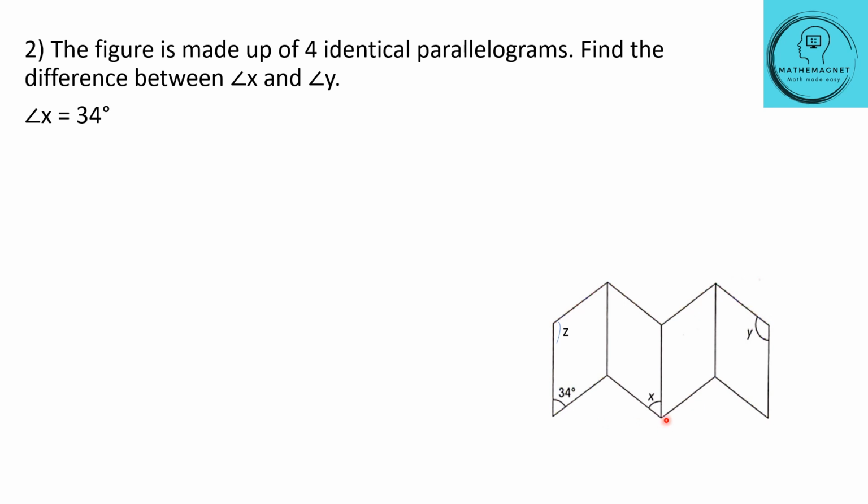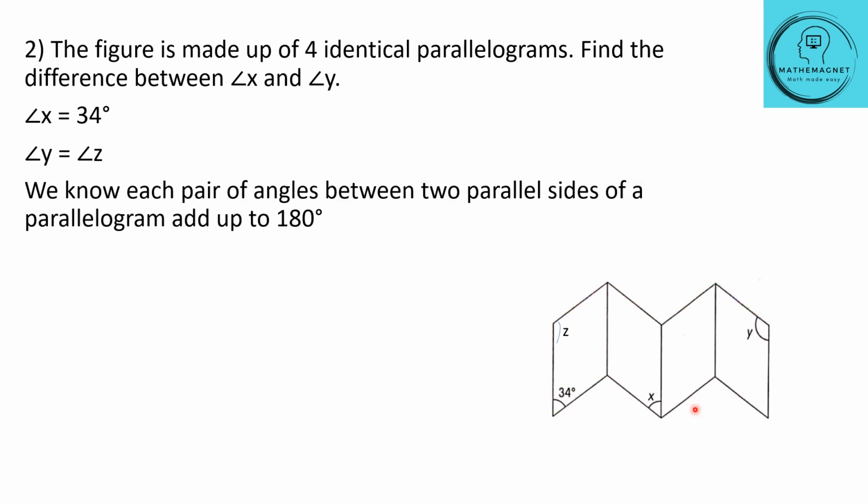So we have solved this question. The next is to find angle Y. When we fold the paper, we will know that angle Y and angle Z overlap on each other. So which means angle Y is equal to angle Z. So the next step is to find angle Z. We know each pair of angles between two parallel sides of a parallelogram add up to 180 degrees. So angle Z is equal to 180 minus 34 degrees, which is equal to 146 degrees. As we earlier mentioned, angle Y equals angle Z. So angle Y will also be equal to 146 degrees.